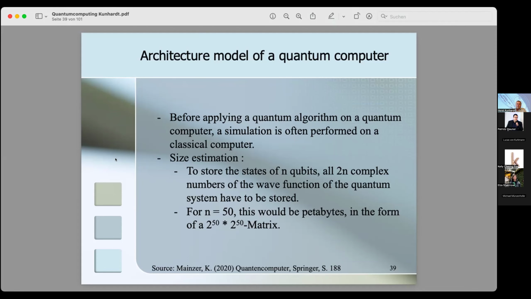So the simulation of a quantum computer: a classical computer is a universal computer system. We can simulate all problems that we can imagine, and therefore, of course, quantum computers can be simulated with classical computers. But imagine that we have a system with 50 qubits. That would be petabytes of data needed to simulate a quantum computer, and therefore that comes to limits in the classical world.